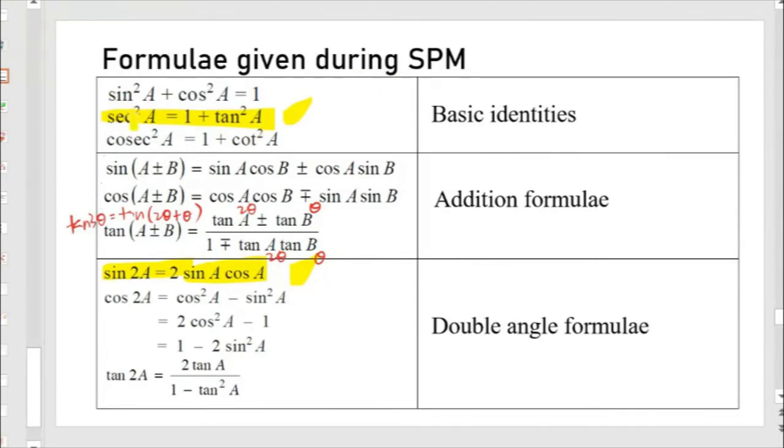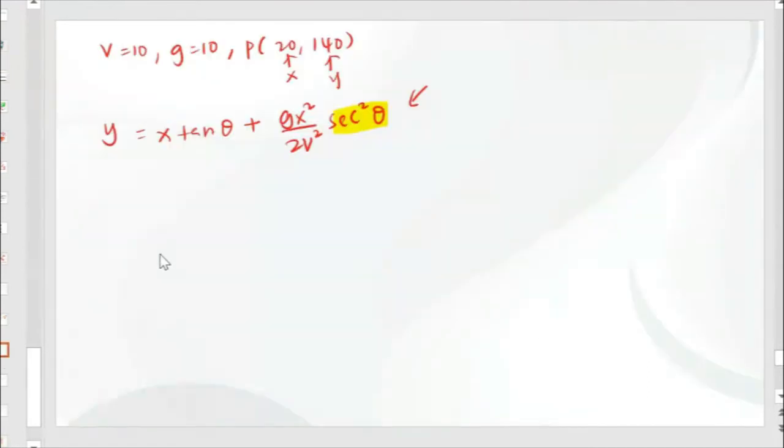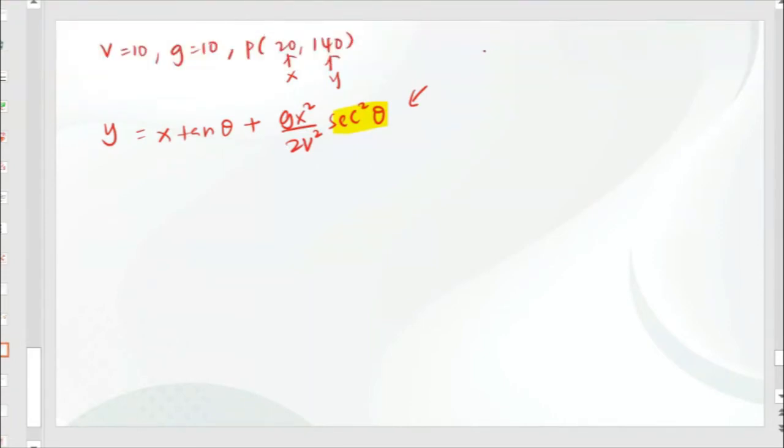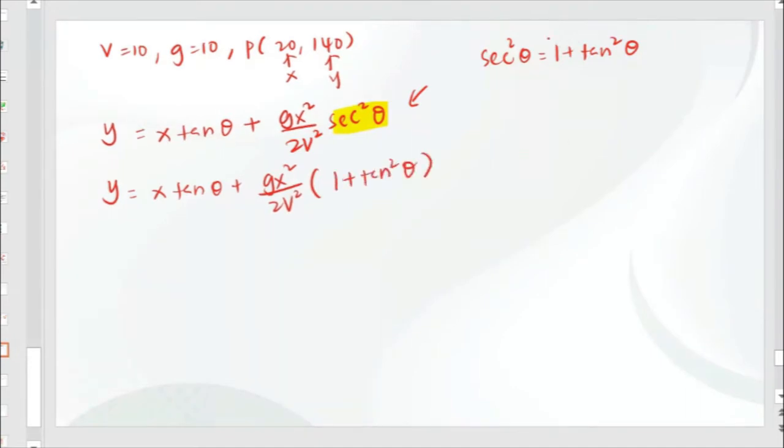So choose the second one, because we want to change everything to tangent. Just now, from the basic identity, secant squared theta equals what? 1 plus tangent squared theta. So we change it. Now it becomes y equals x tangent theta plus g x squared over 2 v squared, in bracket 1 plus tangent squared theta.